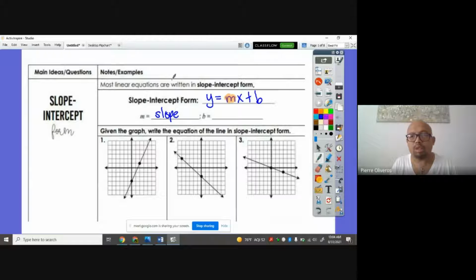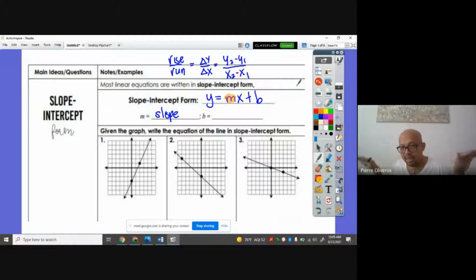If you remember, slope could be either rise over run or the formula of change of y divided by change of x, written as y sub 2 minus y sub 1 over x sub 2 minus x sub 1. While the b is your y-intercept. The y-intercept is when the graph of the line crosses the y-axis.